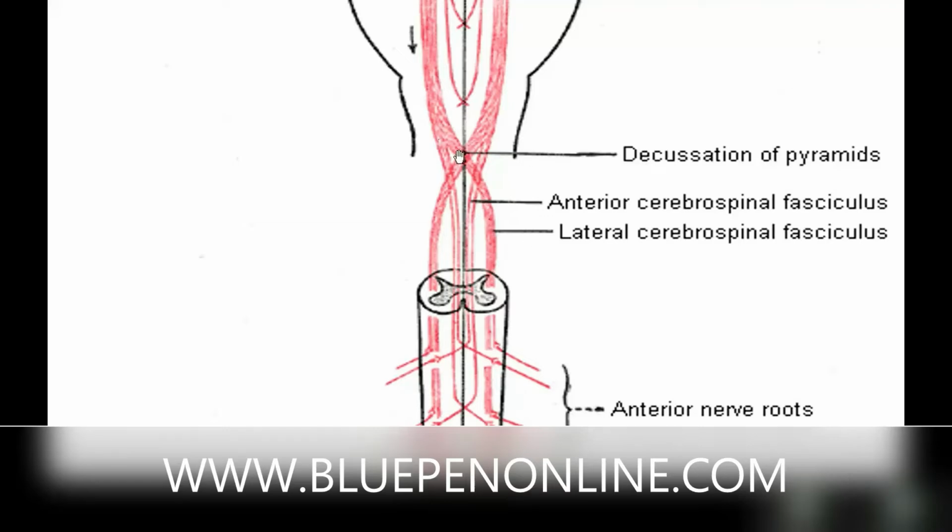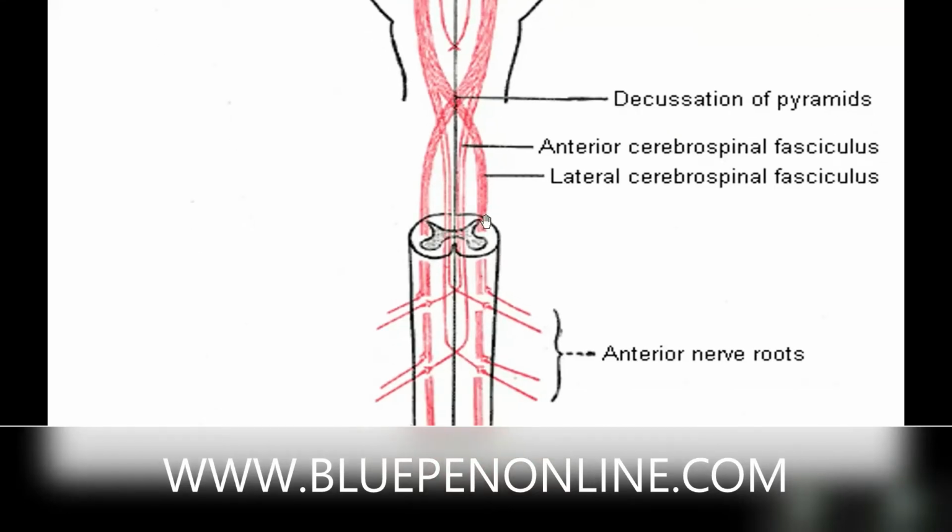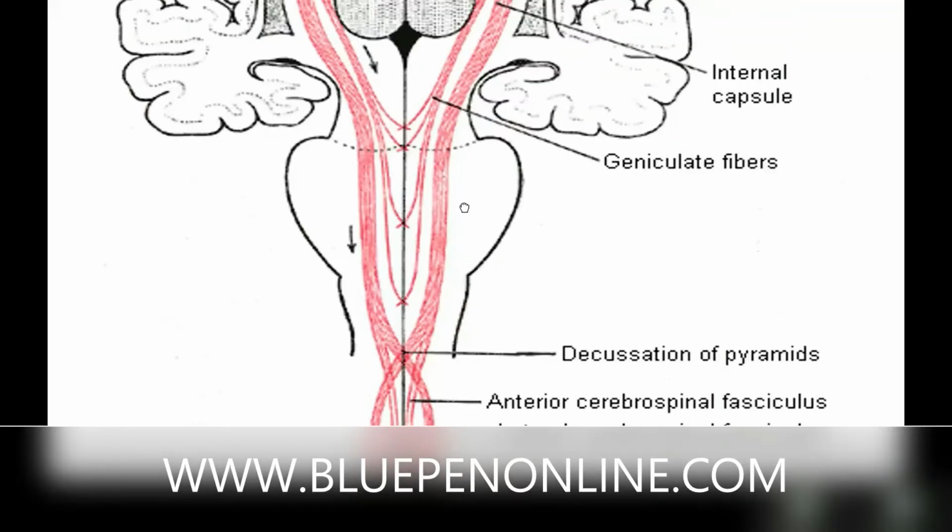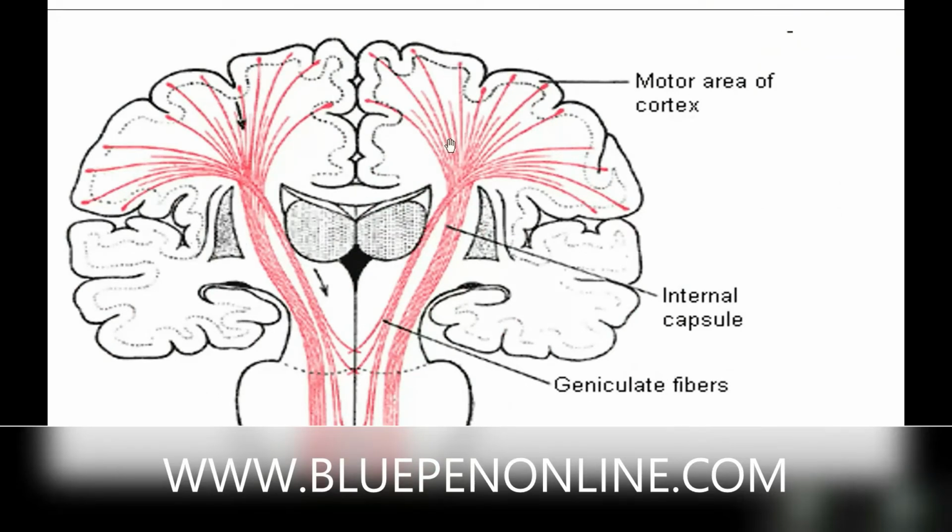Okay. So the crossed ones form the lateral corticospinal tract. That means they pass through the lateral funiculus of the spinal cord, whereas the anterior corticospinal tract will pass through the anterior funiculus of the spinal cord. Till now, the neurons have not ended or formed synapse with any other neurons. It is all the same pathway coming from the motor area of the cerebral cortex. They are the same nerves that started from here.